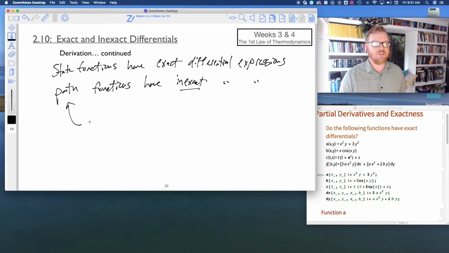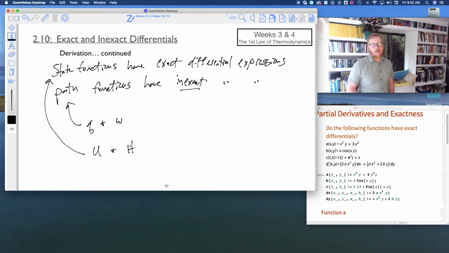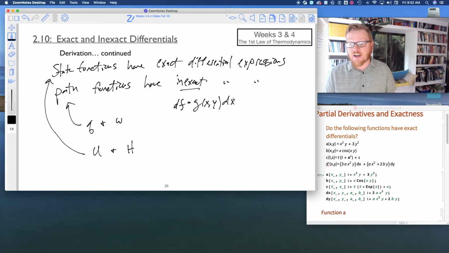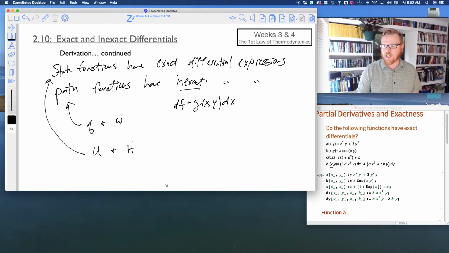So path functions thus far would be heat and work in context of our first law of thermodynamics. State functions would be U and H. Okay? And there are a couple last definitions that I want to give. I hope that I left enough room. But I'll give you an alternative form of exactness in the event where we already have a differential expression, which is going to be the case more often than not. So more often than not, we're going to deal with something that's like function d.